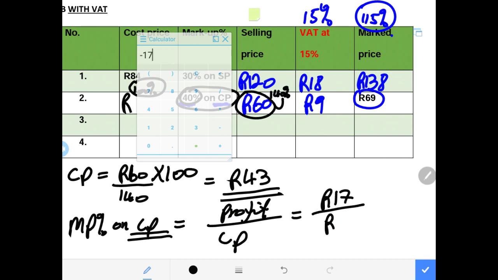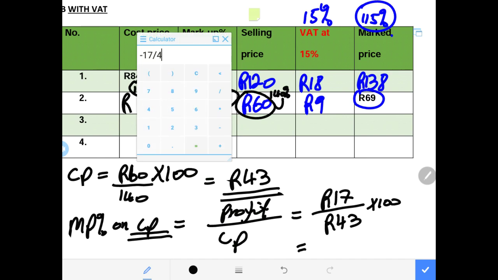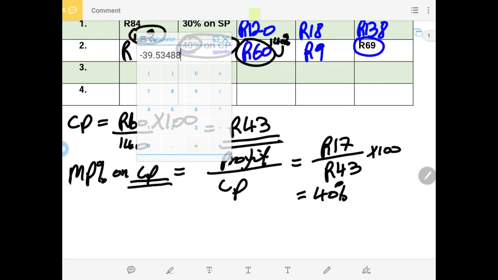Divide by cost price. Cost price is 43 Rand. Then we times this by 100. Then let us see, 17 divided by 43 times 100. When we round off this, it gives us 39.5, which is equivalent to our 40%.